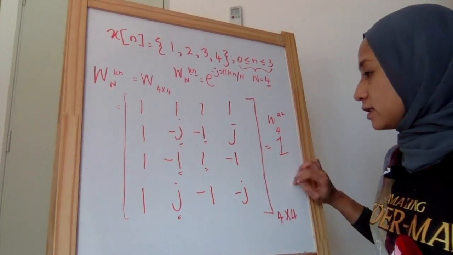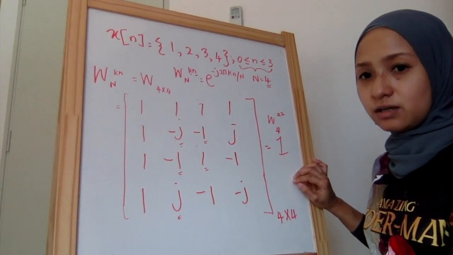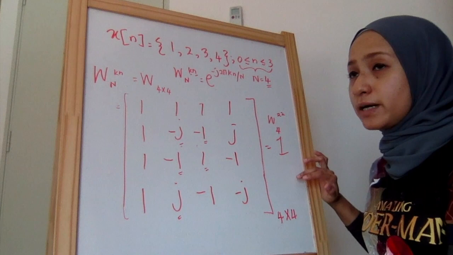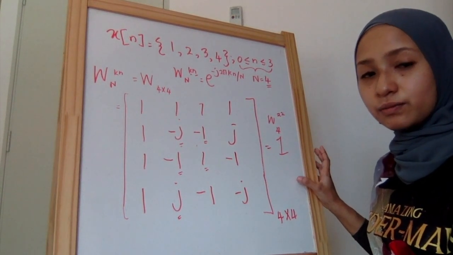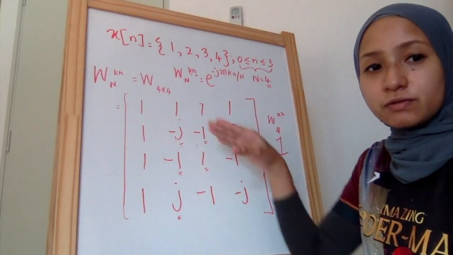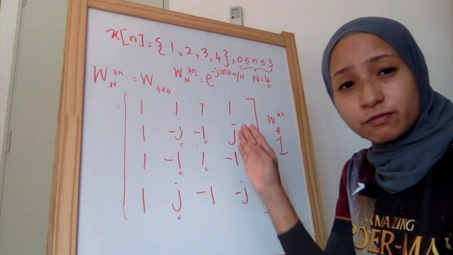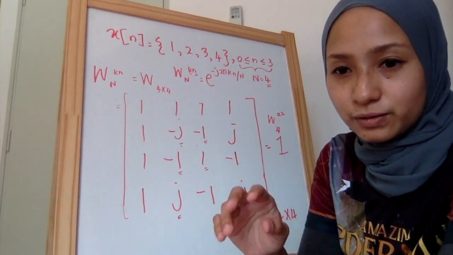Alright, so this one is only for a 4 by 4 matrix. If you want to find it for a 3 by 3 matrix, you have to find it by yourself. Try at home how to get the matrix values, the matrix dimension for 3 by 3, 5 by 5, 6 by 6. Okay, find it on your own.